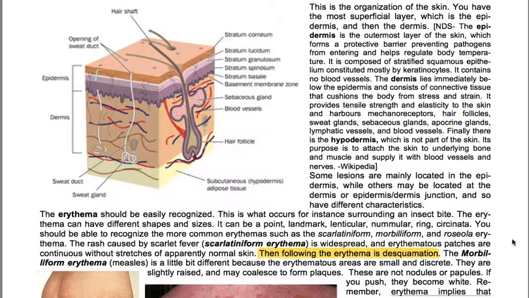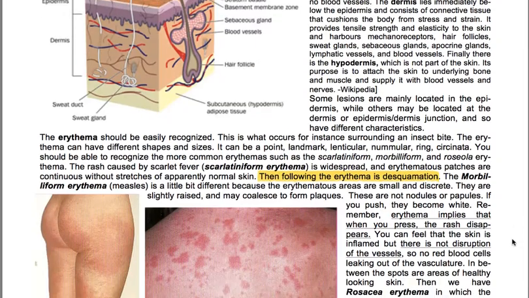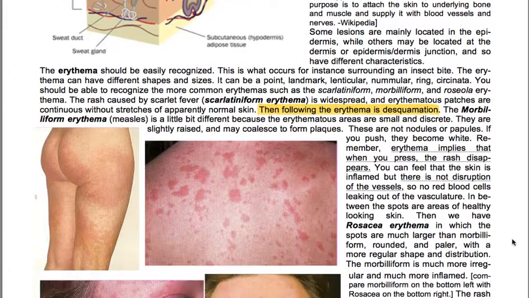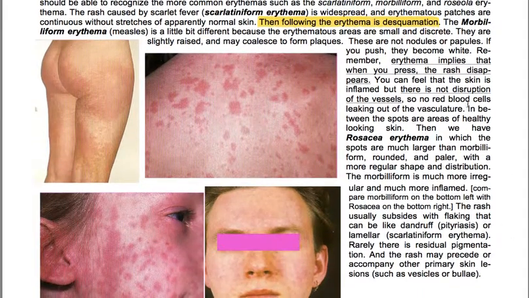If you push, they become white. Remember, erythema implies that when you press, the rash disappears. You can feel that the skin is inflamed, but there is no disruption of the vessels, so no red blood cells leaking out of the vasculature. In between the spots are areas of healthy-looking skin.